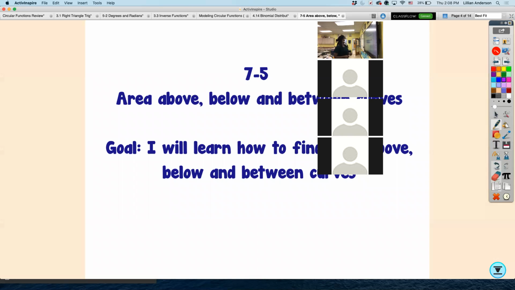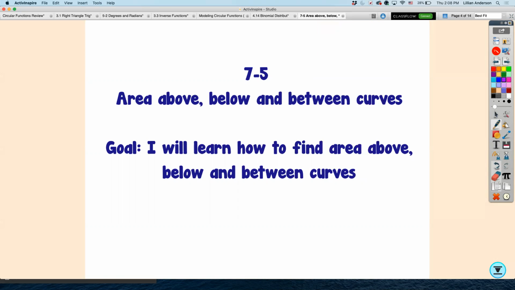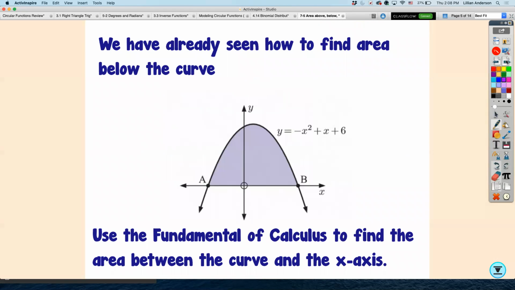So today we are talking about finding the area above, below, between, beside the curve, okay? You're gonna learn how to find areas for all of these different things. And we kind of already started with the area above the x-axis, okay? Essentially, that's what we did the other day.